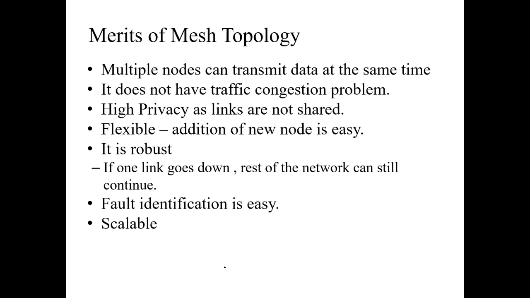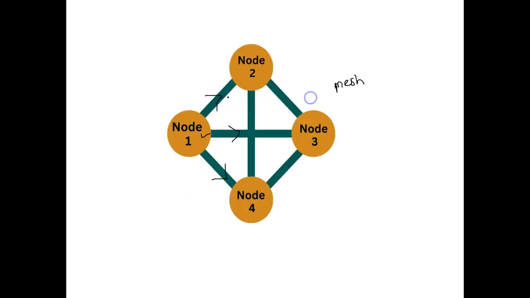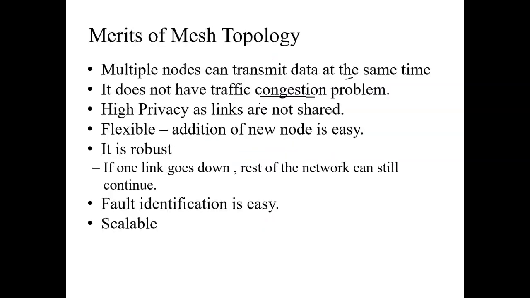On the working of mesh topology, we can extract some merits. Here in mesh topology, multiple nodes can transmit data at the same time. Because of this, mesh topology can support high transmission of data, because every node is connected to every other node. It doesn't have a traffic congestion problem. Here in mesh topology, there is direct communication between two links. Here we can say that the link between two nodes is not shared by some other nodes. Because of that, it supports high privacy.